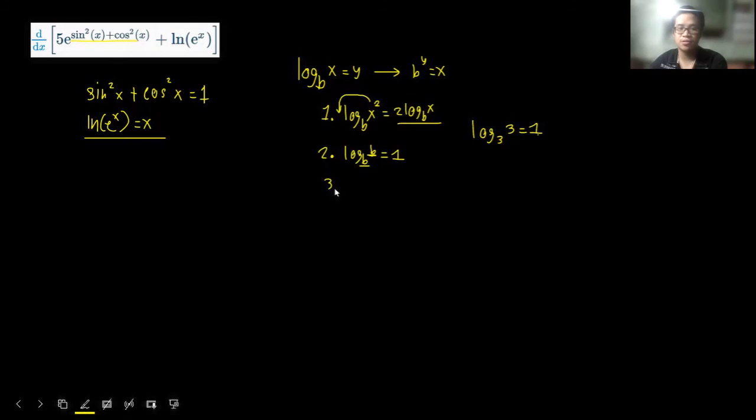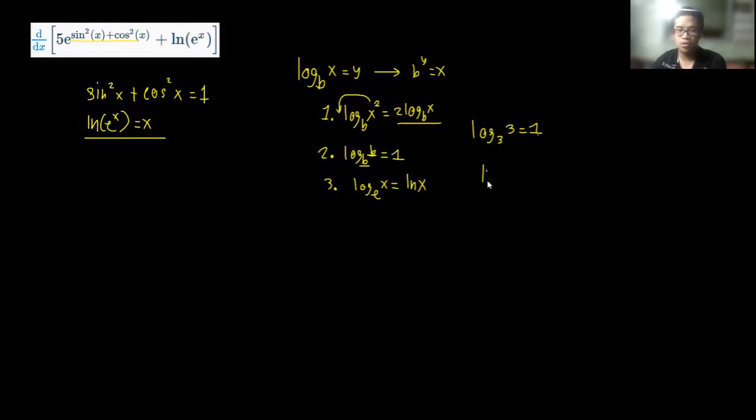And here's the third rule. What if my base is not b, rather it's e? Log base e of x. This is just the same as ln of x, because log base e of x is just the same as ln of x. So let's try that here.